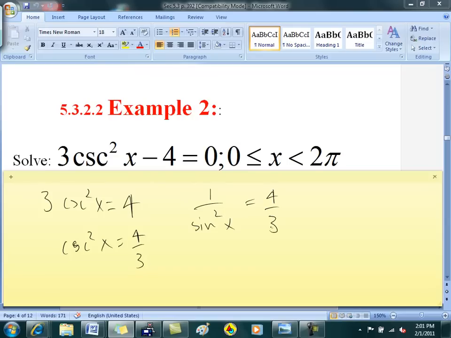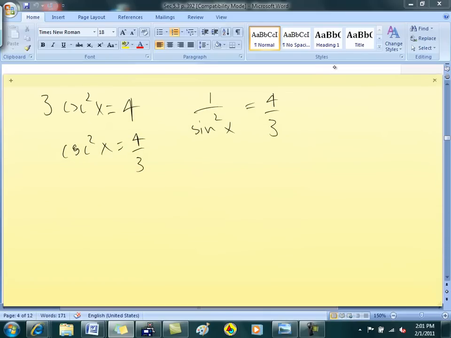Now what? Cross multiply. You could, but there's an easier way to do this. Whatever you do to one side of an equation, you do to the other. So if you flip this guy, you flip that guy, you flip the other guy.